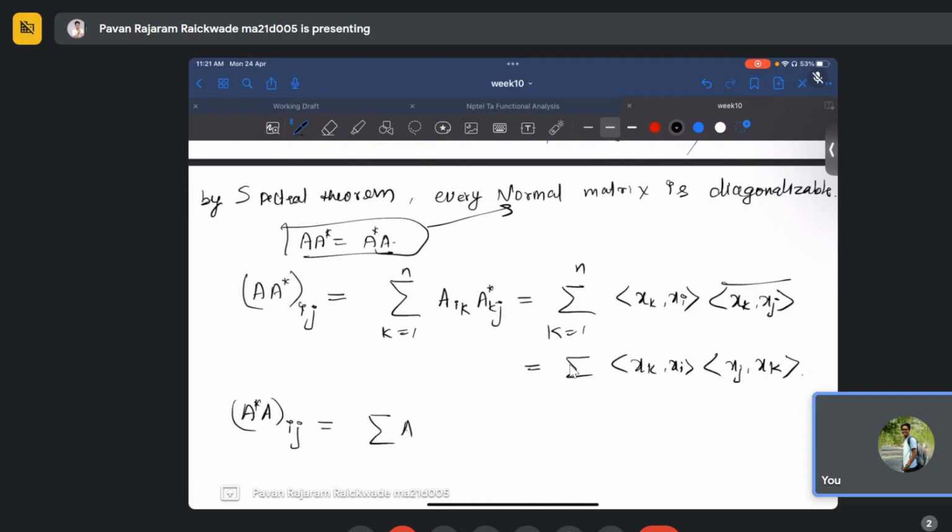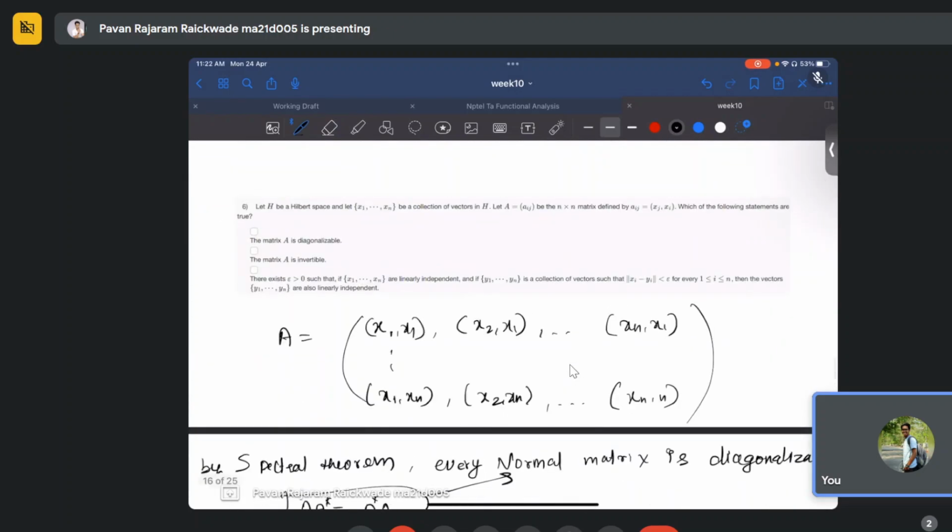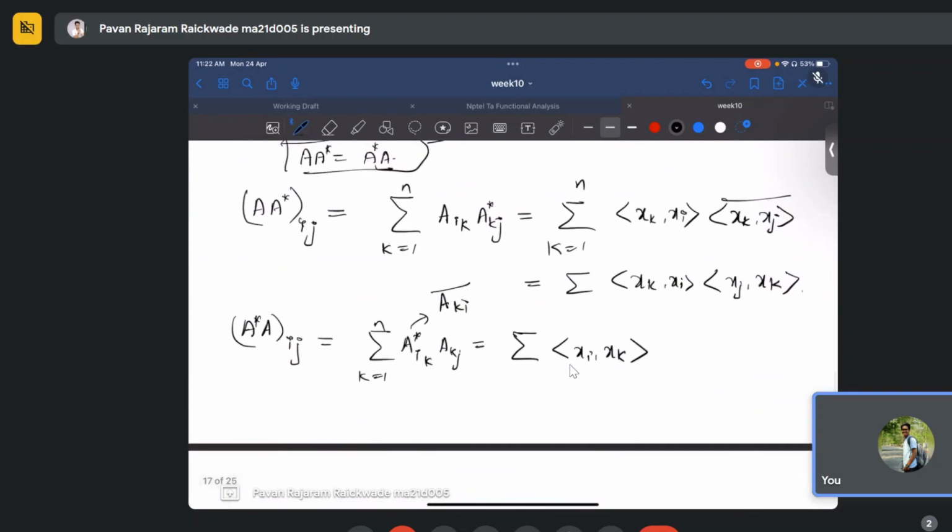This is the summation again of A star's ik-th entry times A's kj-th entry, which is the summation. Okay, A star's ik-th entry is the conjugate of the ki-th entry of A, which is the inner product of xi with xk. I hope it's correct. This is just A's ki entry bar, and by the definition, A's ki entry is the inner product of xi with xk. Yeah, I'm correct. Yes.